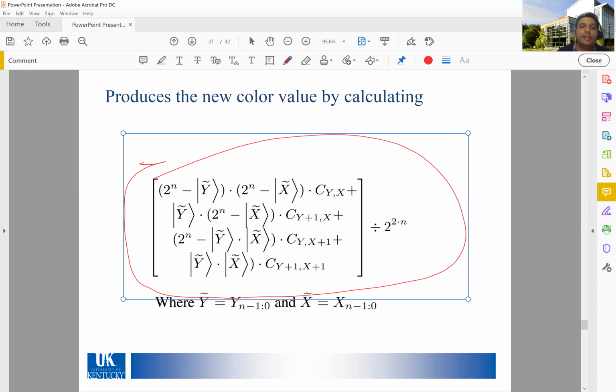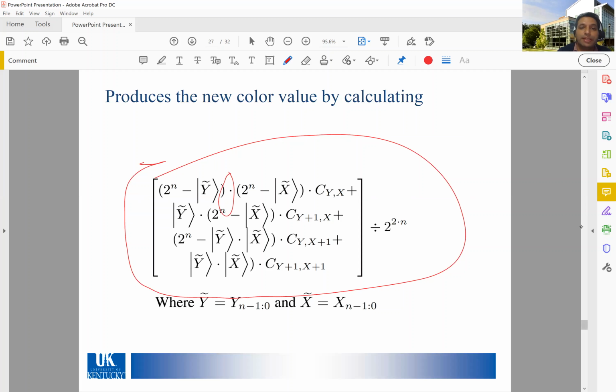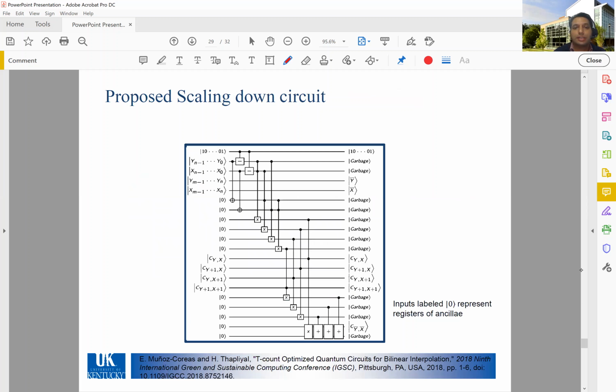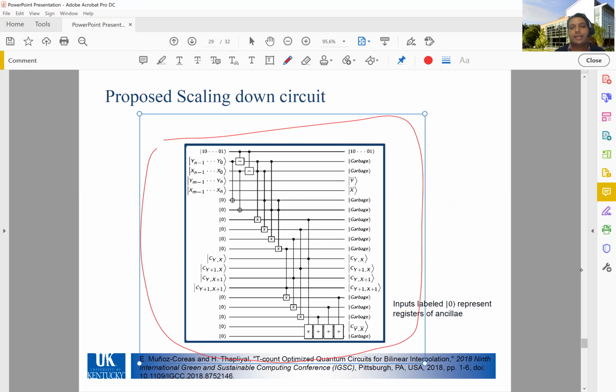What you can identify here is that this equation consists of a sum of a series of multiplication, subtraction, and addition operations, and many of these operations we have discussed already in the previous slides. As I told you, we can have these building blocks like this. This is the addition, this is the subtraction, this is the multiplication operation. And now from these operations, you can derive this complete scale-down circuitry, right? So you can say that this QCLA we have discussed can have application in image processing also.